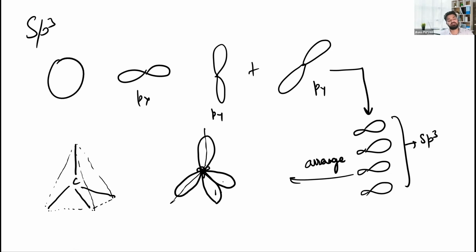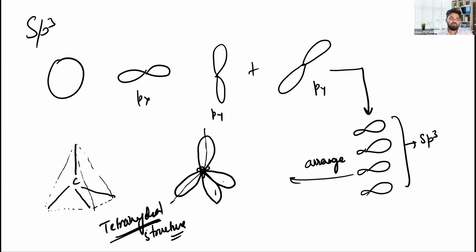Okay, so this is the tetrahedral structure. Understood? Yes, sir. This is the tetrahedral structure. So if we talk about this one, this is a tetrahedral structure.